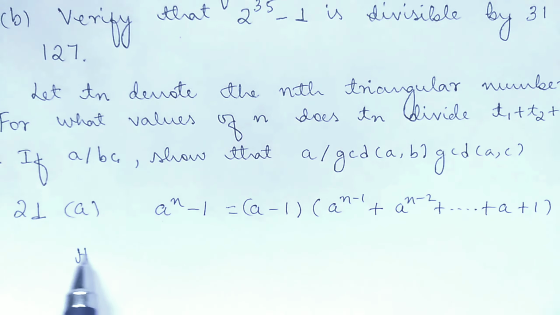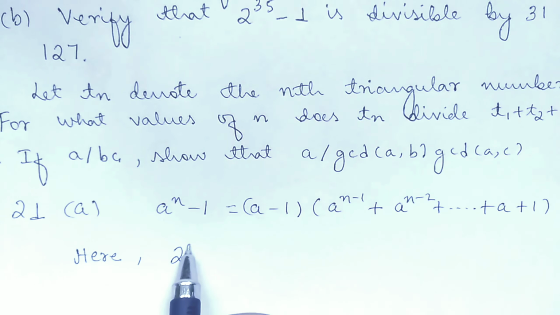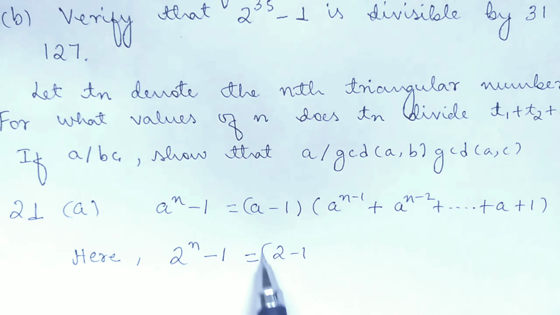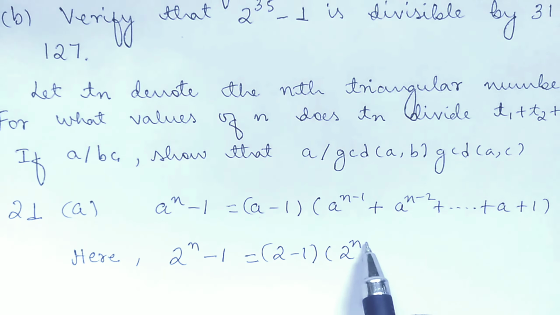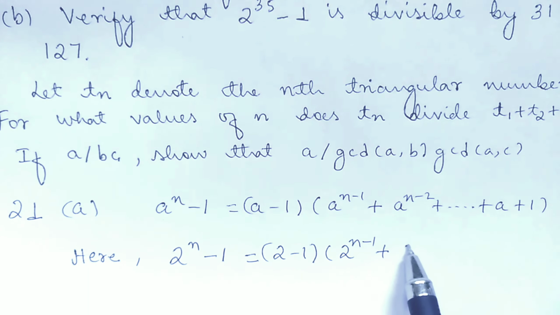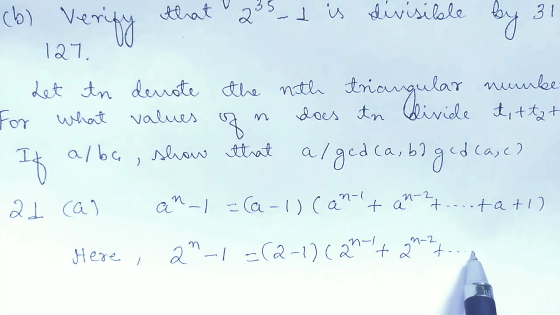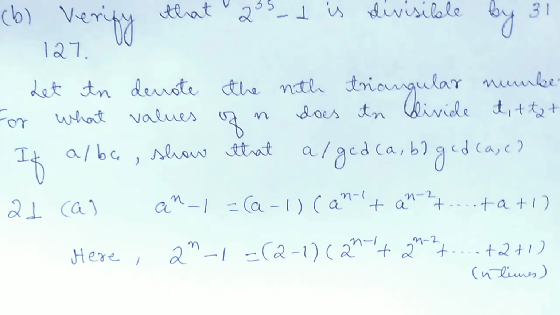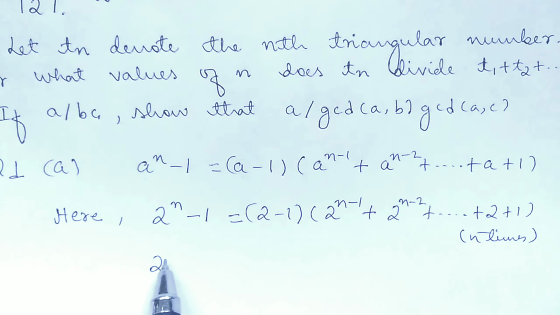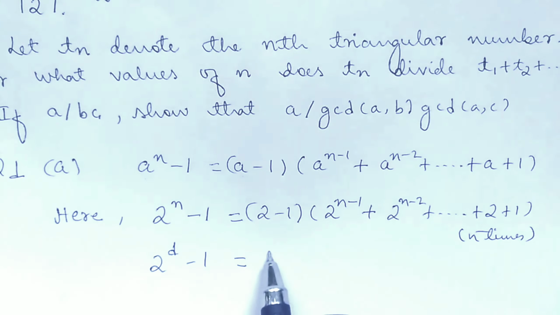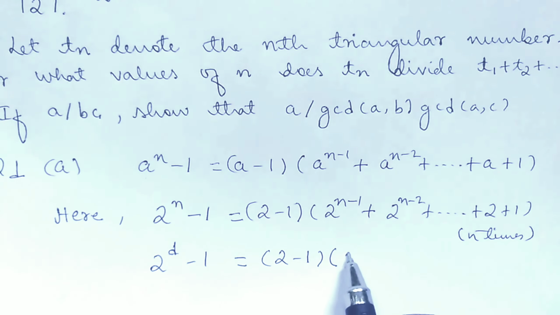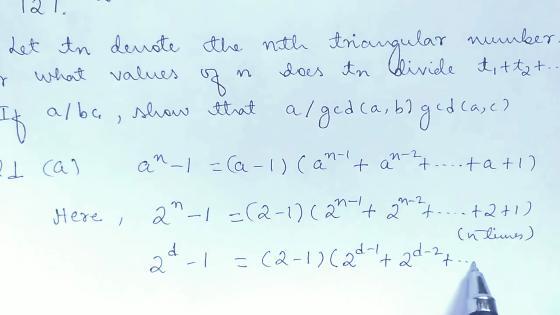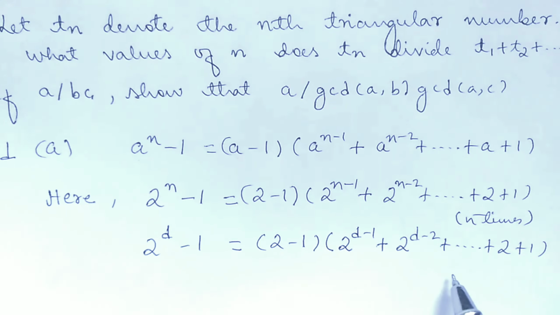Here, 2^n minus 1 is equal to, use this one, (2 minus 1) times (2^(n minus 1) plus 2^(n minus 2) plus ... plus 2 plus 1). This one is n terms. And similarly, 2^d minus 1 is equal to (2 minus 1) times (2^(d minus 1) plus 2^(d minus 2) plus ... plus 2 plus 1). This one is d terms.